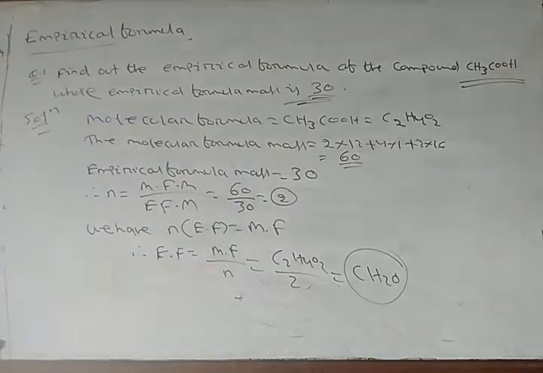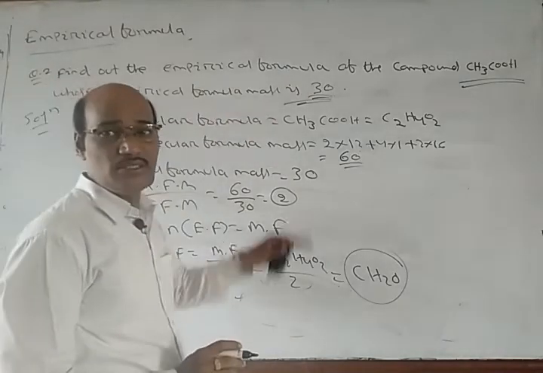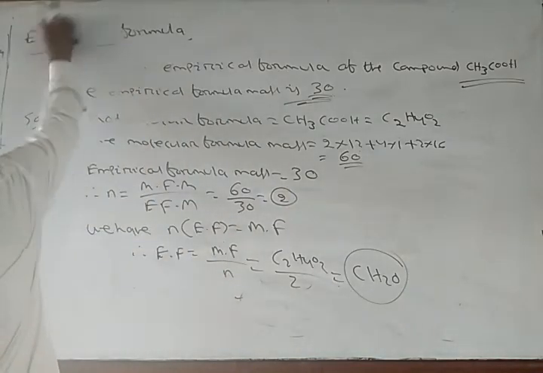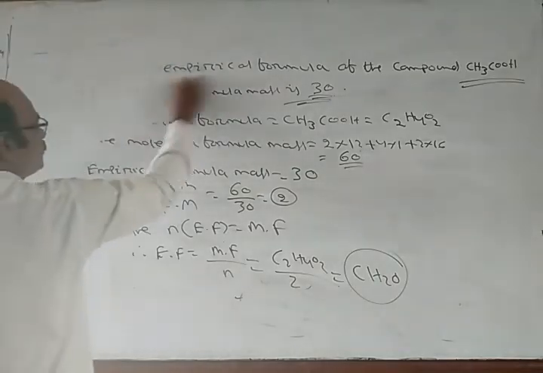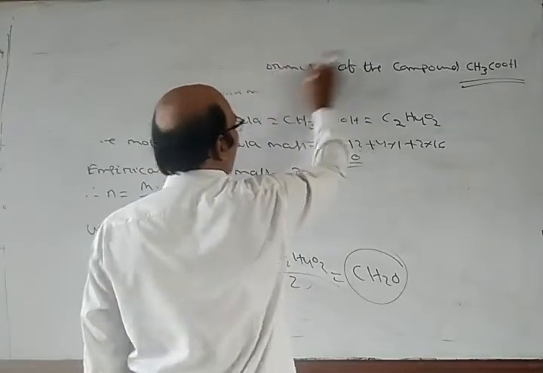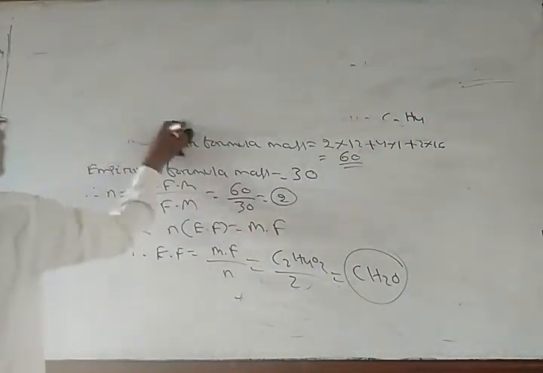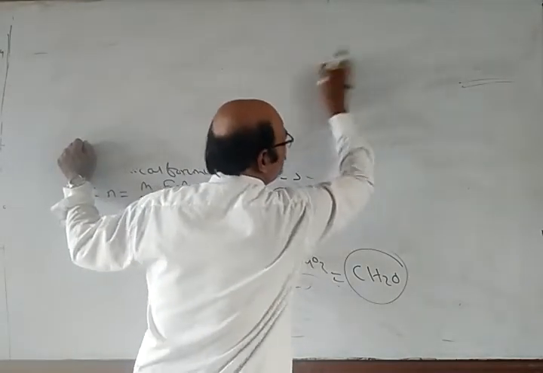Now next, this is your question number 2. Question number 2. Find out the empirical formula of the compound CH3COOH. So given here the empirical formula mass is 30. So this way we can calculate. Right. Now what is your percentage composition? So next we will discuss the percentage composition.